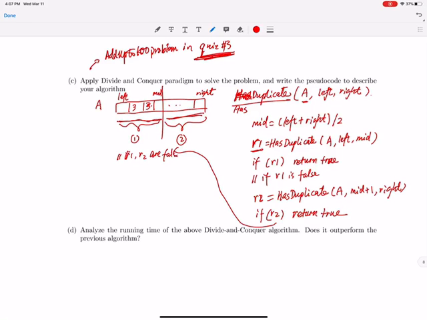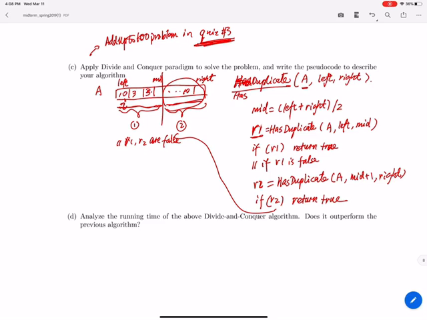I don't have any duplicate within the left half, and I don't have any duplicate within the right half. But that doesn't mean I don't have any duplicate. Maybe I have some value 10 here, which also appears in the second half. So I need to look for such duplicates that span both halves. How to do that? I need to compare every single element in the first half against every single element in the second half.